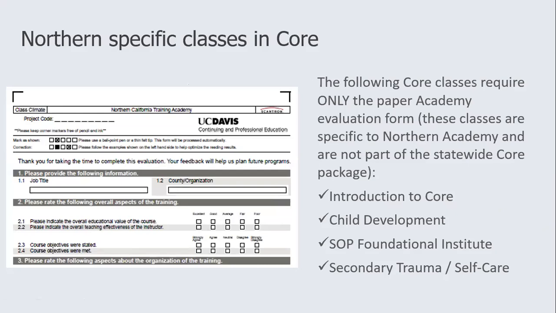So there are 4 different classes that only require this paper evaluation. There is no online evaluation, and that's because these classes were added to core specific to Northern Academy. Based on feedback from the counties, we added these additional classes that are part of core in Northern California for Northern Academy only. They're not part of the statewide core package. Those classes are Introduction to Core, Child Development, the SOP Foundational Institute, and the Secondary Trauma Self-Care class. So those 4 classes only require this paper evaluation.